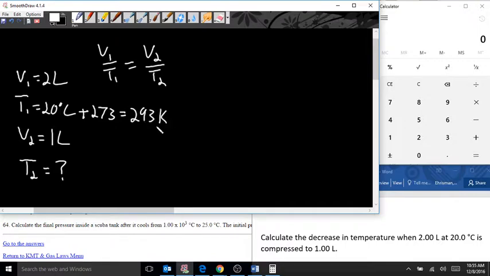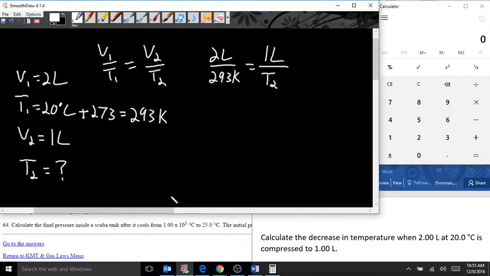So I have 3 out of the 4 variables. I have my equation here. So let's just start plugging in numbers. V1 is 2 liters. That's over T1, which we converted to Kelvin and found was 293 Kelvin. That equals V2, which is 1 liter, over T2, which is what we're looking for, so I'm going to leave it T2.